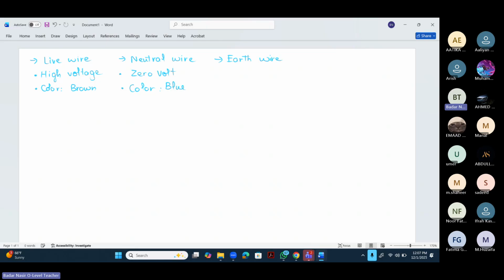अर्थ वायर किससे कनेक्टेड होती है? अर्थ वायर is connected to the metal casing of an electrical appliance. It is connected to the metal casing of an electrical appliance.